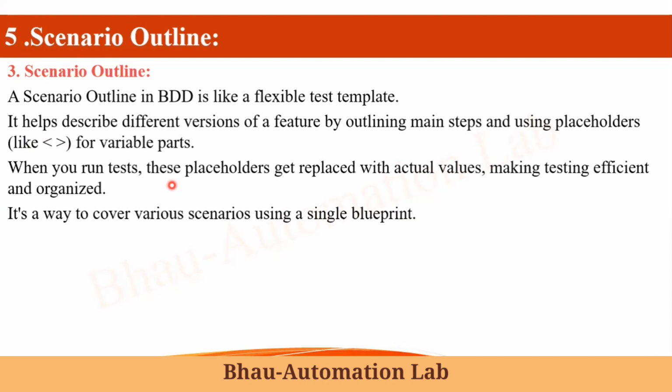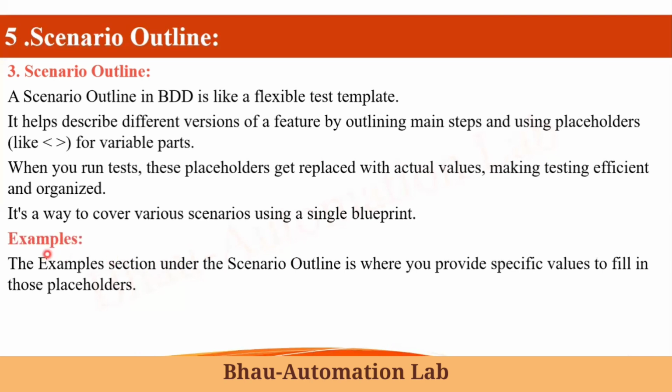It's a way to cover various scenarios using a single blueprint. In one single blueprint, meaning one scenario, you can use multiple data. Simple, like data driven testing. If you are familiar with data driven testing in Selenium automation, the same concept is used in BDD Cucumber using scenario outline. So we'll pass multiple values in one single scenario.